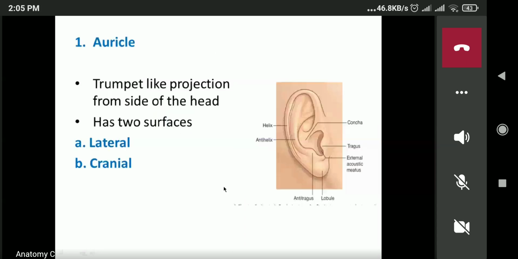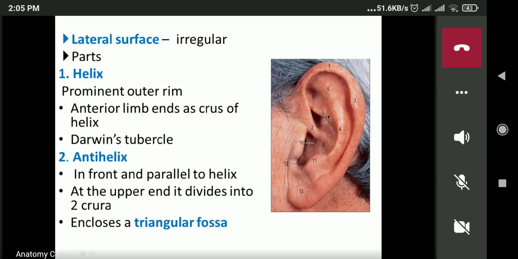Now, the auricle mainly consists of two surfaces, the lateral and the cranial surface. The irregular one is the lateral surface. The prominent outermost rim is the helix. If you trace the helix superiorly or anteriorly, it ends here as the crus of the helix. Then in front of and parallel to the helix, there is another prominent rim known as the antihelix.